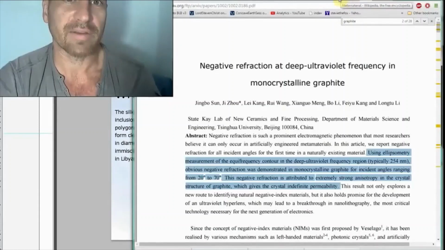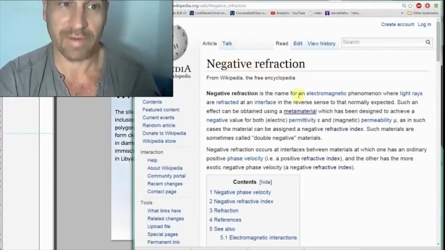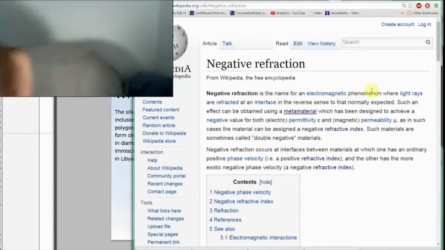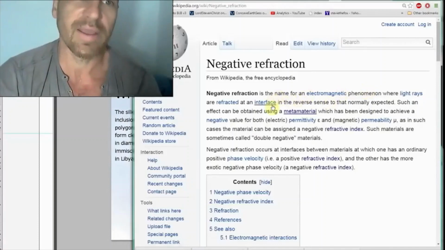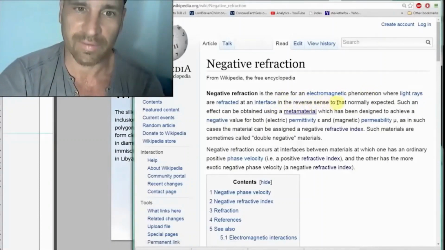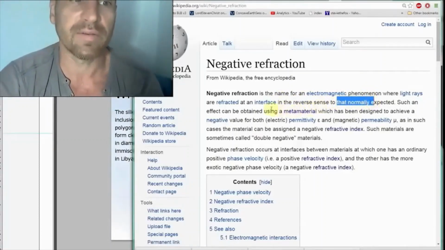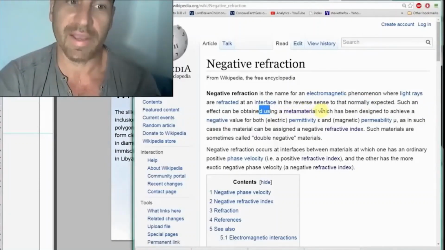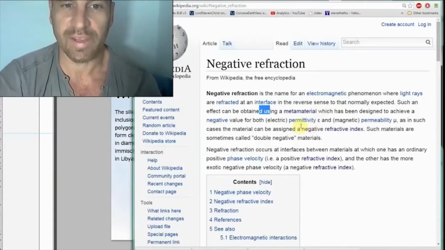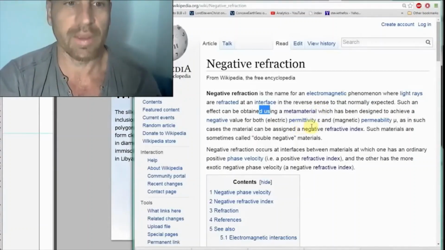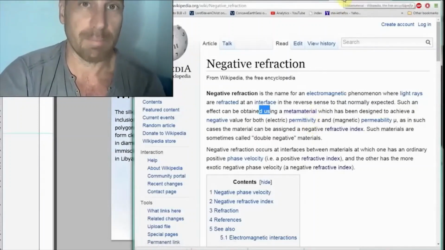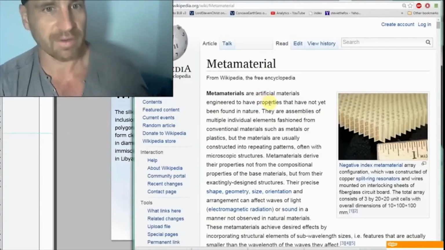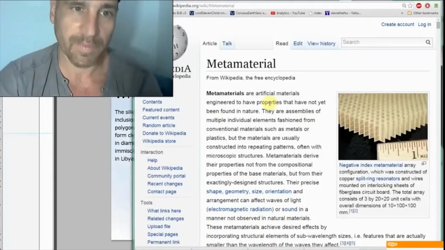Now, negative refraction, if you go to Wikipedia and look it up, it says negative refraction is a name for an electromagnetic phenomenon where light rays are refracted at an interface in the reverse sense to that normally expected. Such an effect can be obtained using a metamaterial, which has been designed to achieve a negative value for both electric permittivity and magnetic permeability. Now, a metamaterial is a man-made material. Metamaterials are artificial materials engineered to have properties that have not yet been found in nature.